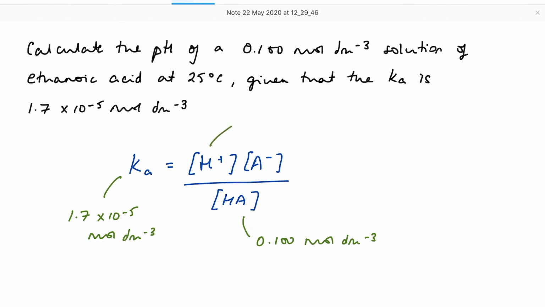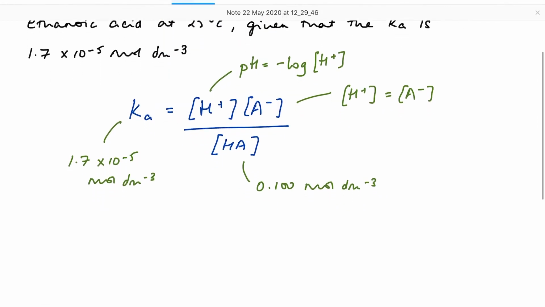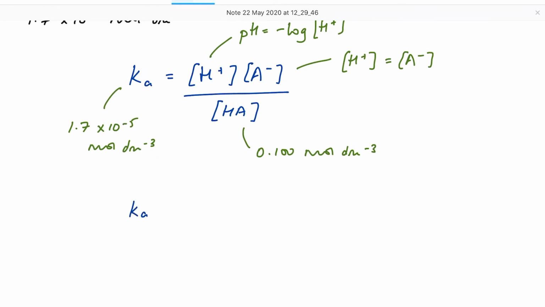I'm trying to find the pH. I know that pH equals minus the log of the hydrogen ion concentration. And I also know that the assumption is that our acids dissociate on a one-to-one basis. So the hydrogen ion concentration equals the anion concentration. I now have everything I need to complete this calculation. So Ka is going to equal H plus squared, because hydrogen ion concentration equals the anion concentration, divided by the concentration of the acid.